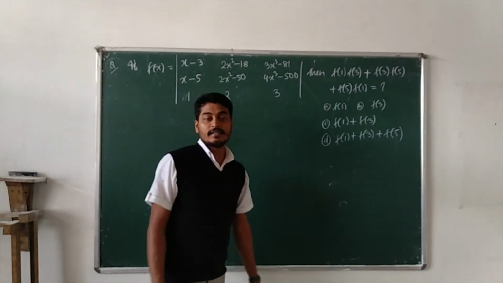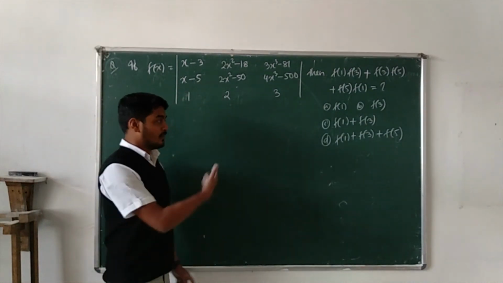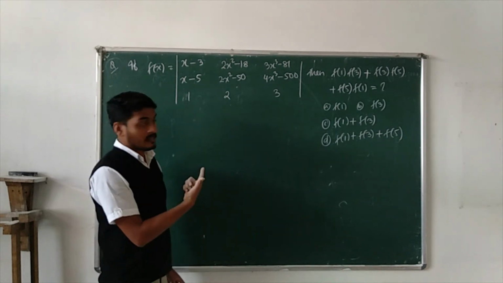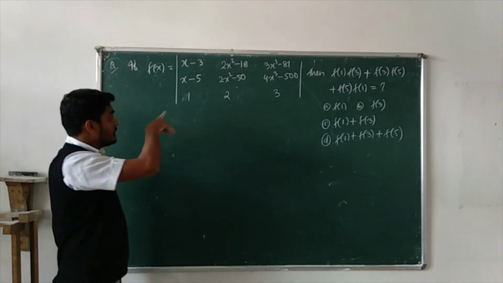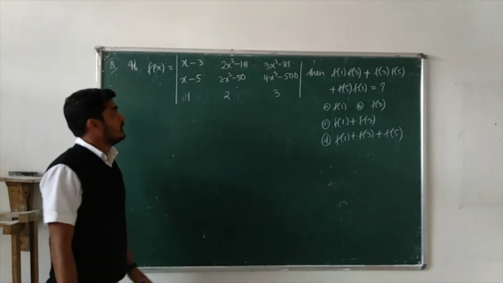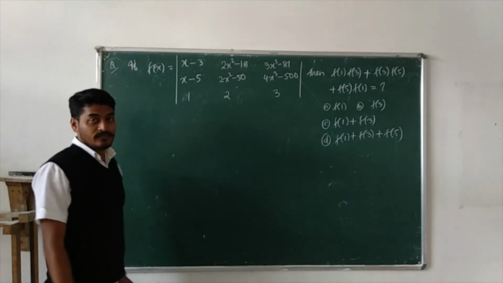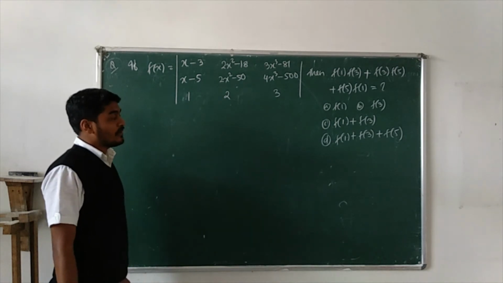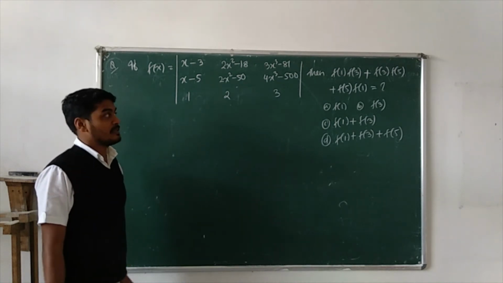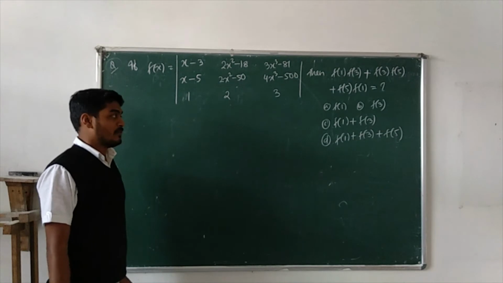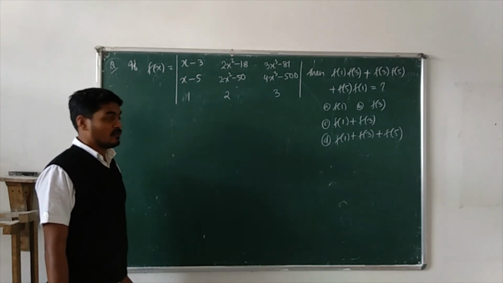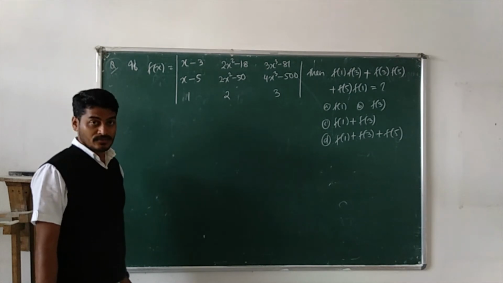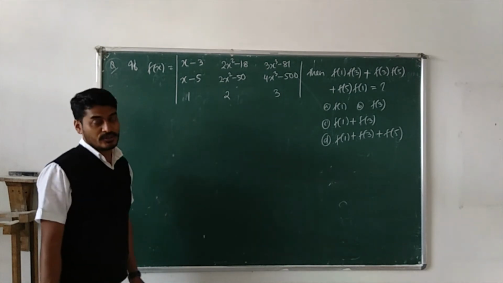So let us consider another example, from ZEE from Kerala. The question is this one. f of x is given where the function is a determinant, and you have to find the value of f of 1 into f of 3 plus f of 3 into f of 5 plus f of 5 into f of 1. Four options are given: f of 1, f of 3, f of 1 plus f of 3, and f of 1 plus f of 3 plus f of 5.